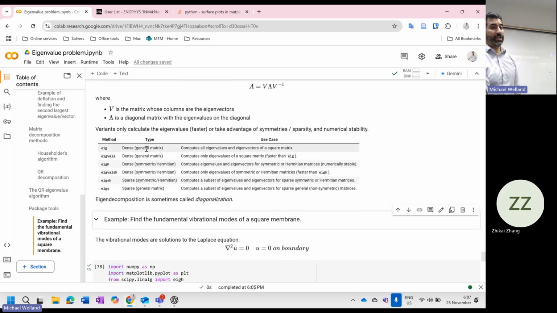So we have different ones that are good for general matrices, symmetric or Hermitian. Do you guys remember what a Hermitian matrix is? Hermitian matrices are for complex valued matrices, and Hermitian is symmetric, but it's the complex conjugate on the other side. So all these still apply for complex matrices. Yeah.